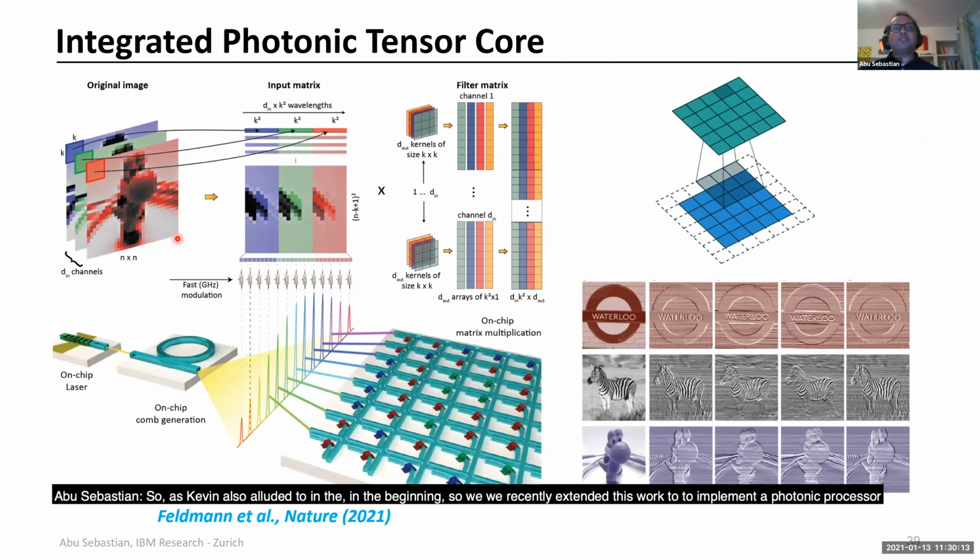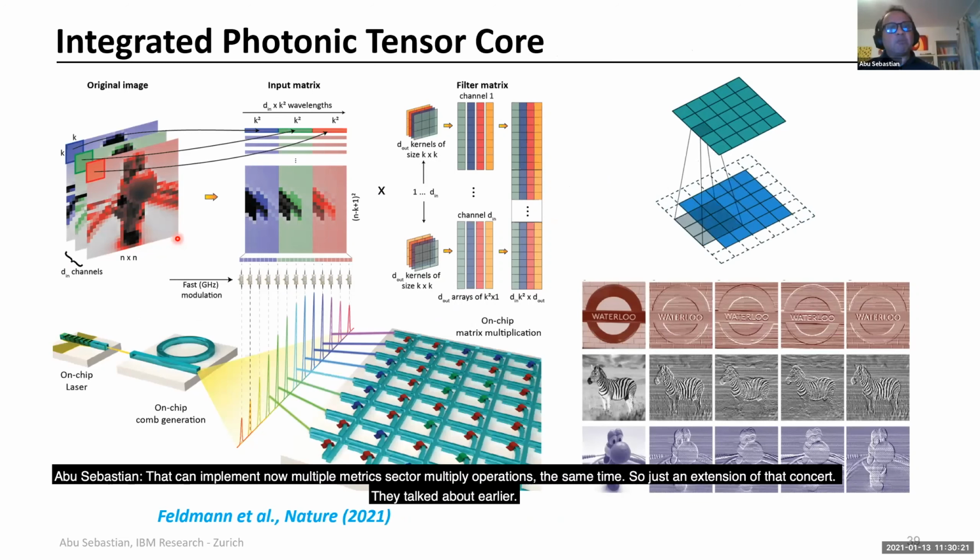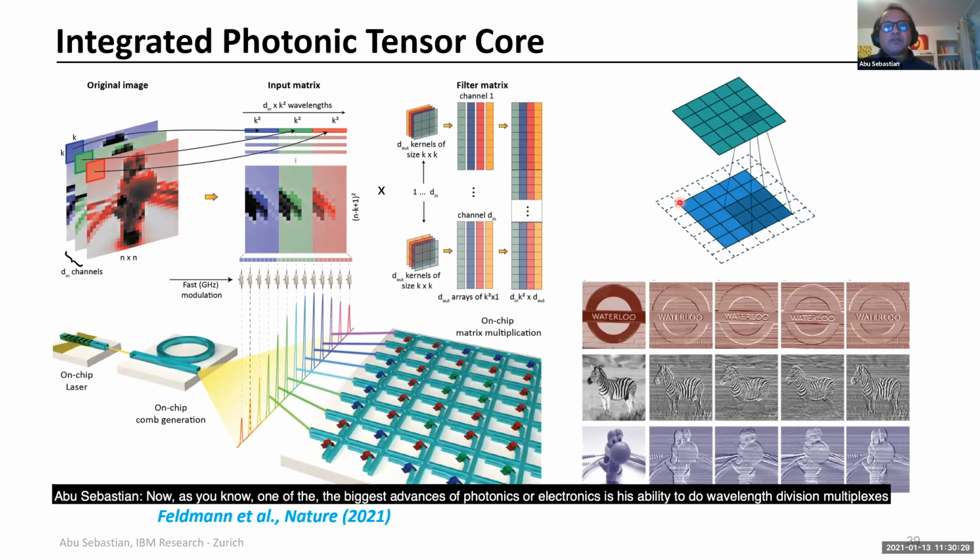As Anne-Catherine also alluded to in the beginning, we recently extended this work to implement a photonic processor that can implement multiple matrix vector multiply operations at the same time. It's just an extension of that concept that I talked about earlier. Now, as you know, one of the biggest advantages of photonics over electronics is the ability to do wavelength division multiplexing. And one application that is particularly amenable to this is convolution. This is just an illustration of how a 2D convolution works. There is a fixed convolution kernel, which is scanned over the image. That's what you do.